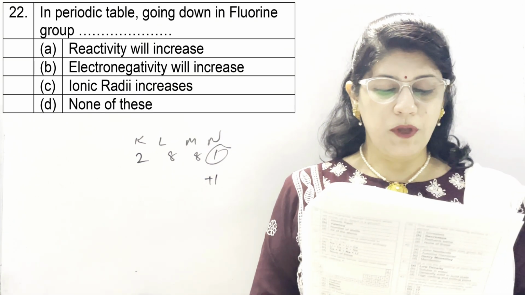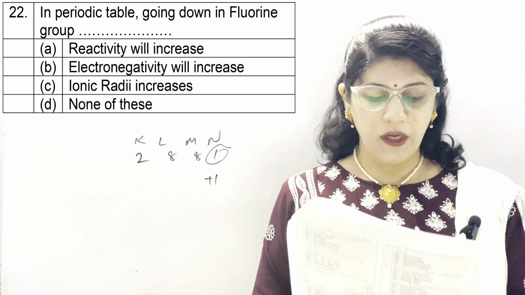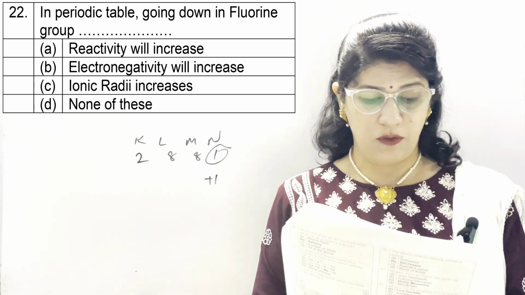Question number 22. In periodic table going down in fluorine group. Fluorine group means halogen group.